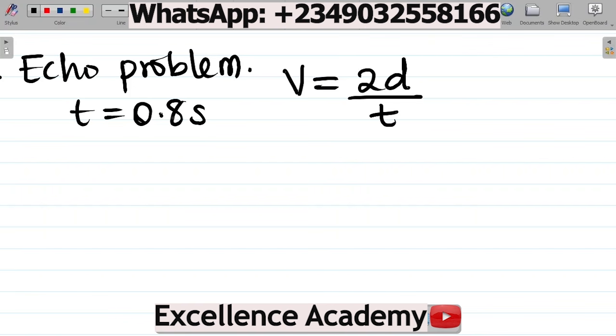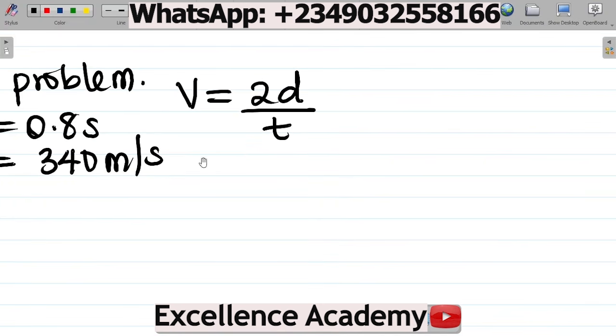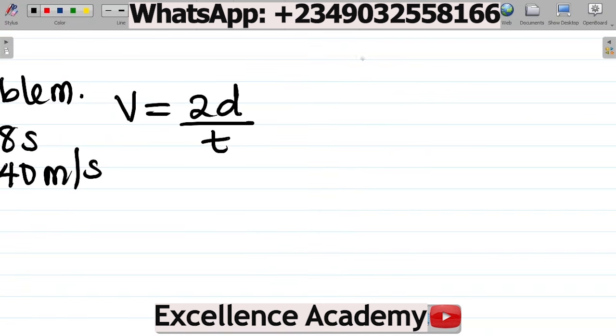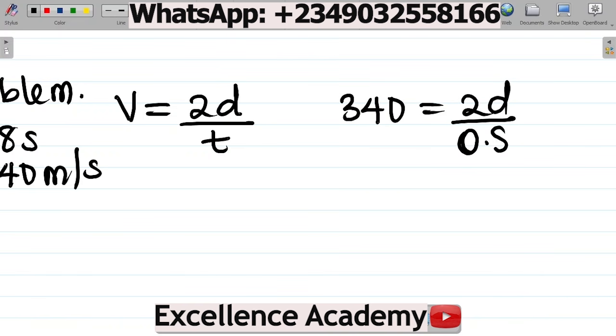Also, they said take the velocity of sound in air, V. It's a constant. The value is 340 meters per second. You ask how far is he from the hill? That's the distance. And to get that, let's input the values. So V is 340. We're having that 340 is equal to 2 times D all over T. T is 0.8. So I have 0.8 here. Of course, I'll have to cross multiply.